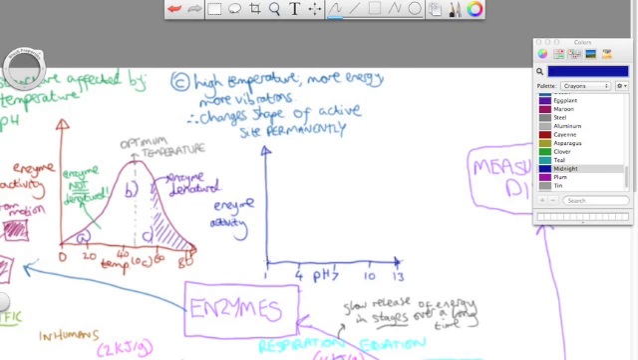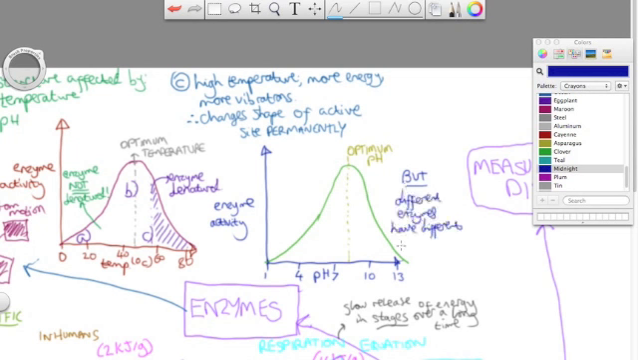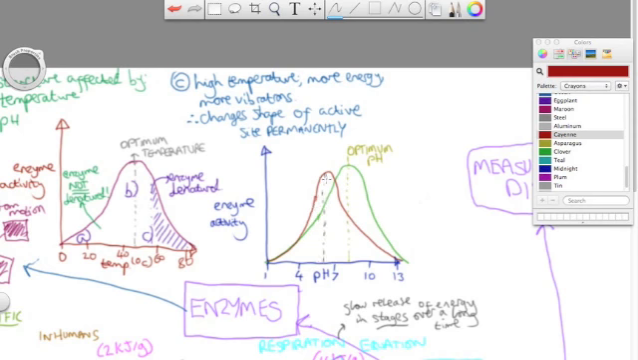Now let's look at pH against enzyme activity. So if I do pH from 1 to 13, we get a similar shape and a similar optimum pH. And of course at either side of the pH scale, you will find enzymes work less effectively. And at certain extremes, if you change the pH drastically, you can denature the enzyme, and therefore it will no longer work.